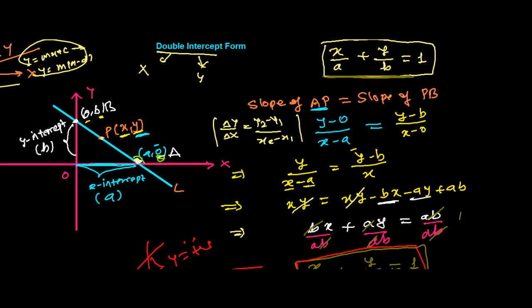We have learned two types of formula till now. One is the slope-intercept form, that is y equals mx plus c, and another we learned recently, the double intercept form, x over a plus y over b equals 1. So these are the two standard forms of the equation, and now we're going to learn the third one, that's the normal form.